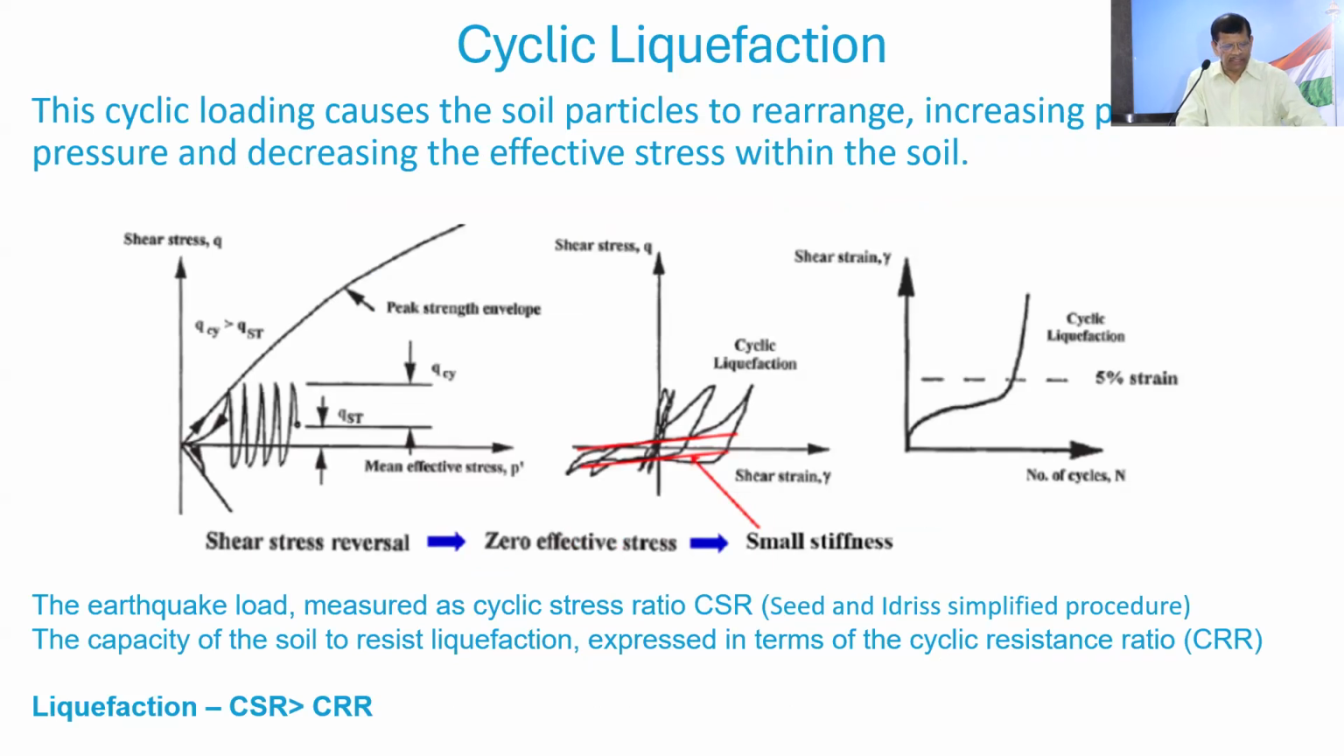The concept is that cyclic loading causes the particles to rearrange, and that causes increasing pore water pressure and decreasing effective stress within the soil. So when you decrease the effective stress, simultaneously we see our shear stress going down.